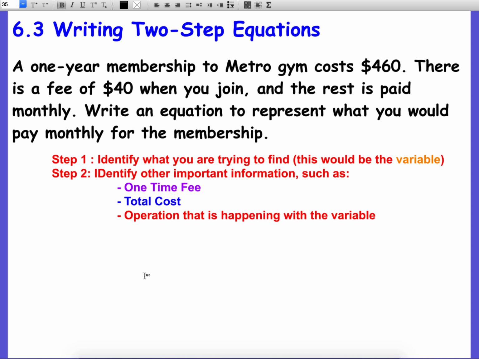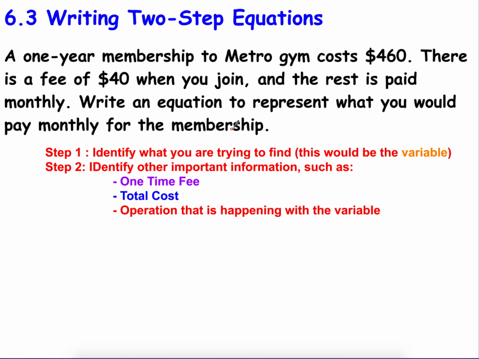Whenever we are trying to write equations, we are going to be identifying a couple different things. The first thing we want to identify is what it is exactly that we are trying to find. That's going to be our variable. That's always step one. What is the missing value? What is it that I'm looking for here? That's always going to be your variable.